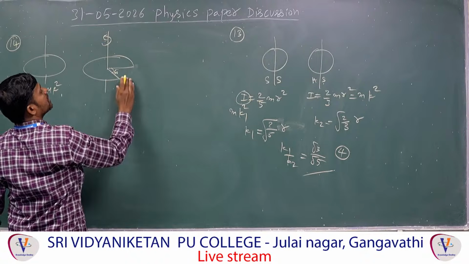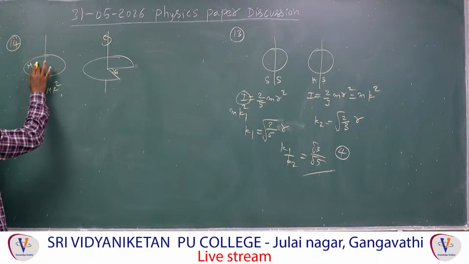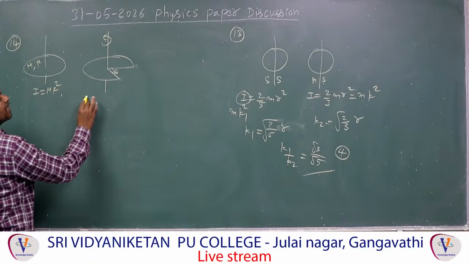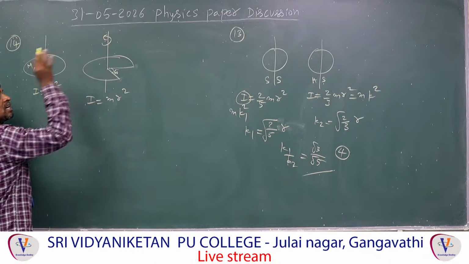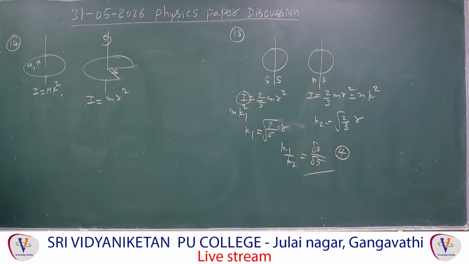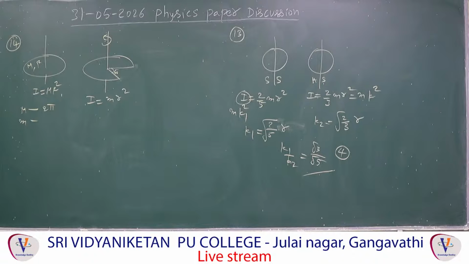What is the moment of inertia of the remaining part? It is asking for the moment of inertia of the remaining part. But this value, mass m and radius r, the formula is the same: I is equal to mr square. But m is nothing but the mass of the given body. How to find that? Already we know that for mass M, the total angle is 2 pi radians. For this mass, how much? 60 degrees is removed.